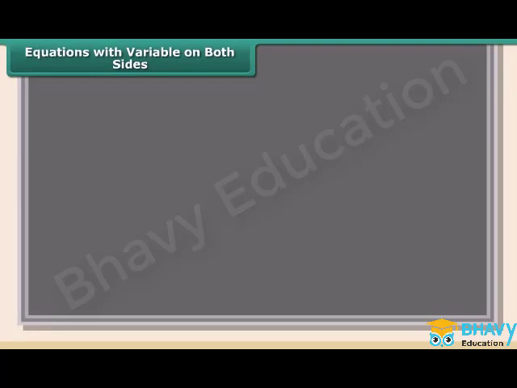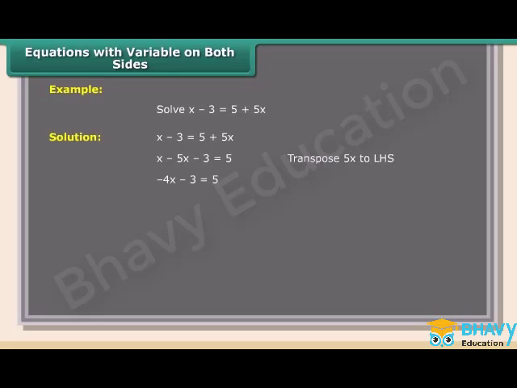Equations with variable on both sides. Example. Solve x − 3 = 5 + 5x. Solution. x − 3 = 5 + 5x. x − 5x − 3 = 5. Transpose 5x to LHS. −4x − 3 = 5. Simplify LHS. −4x = 5 + 3. Transpose −3 to RHS. −4x = 8.